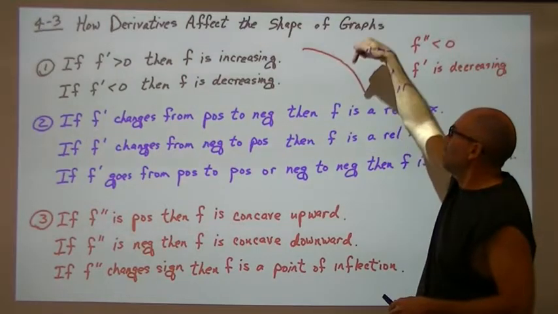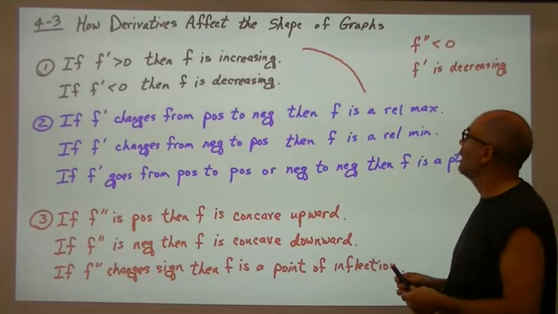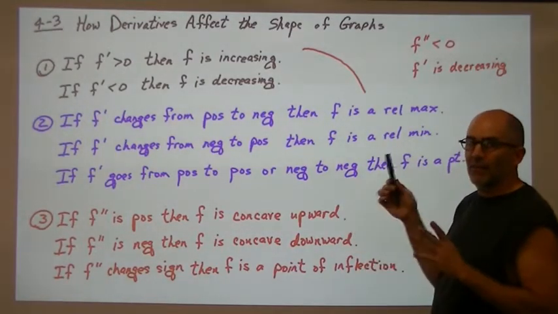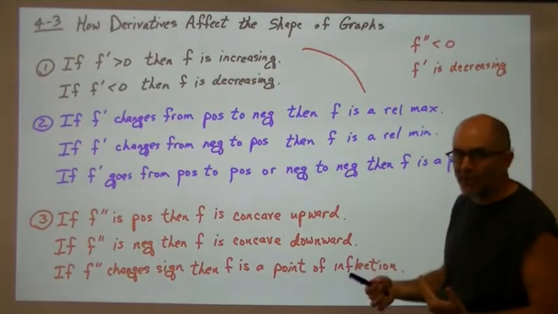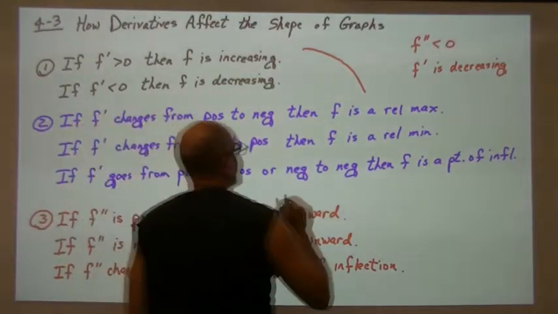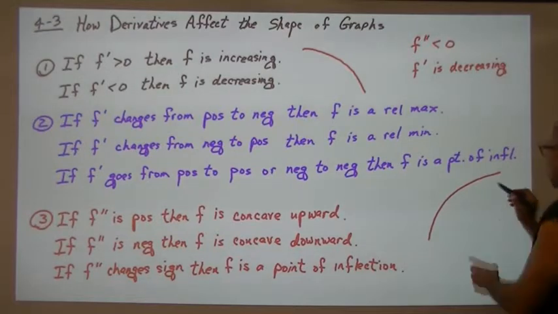The cup shape is facing downward. This is concave downward. Now, I showed you this decreasing. Can we have this concave downward shape on an increasing curve? Yes, we can. And here it is. Let's just do it down here. Here would be concave downward on an increasing curve.